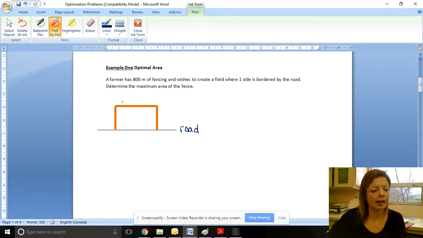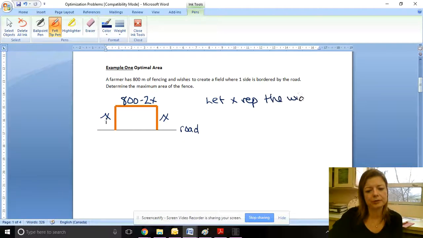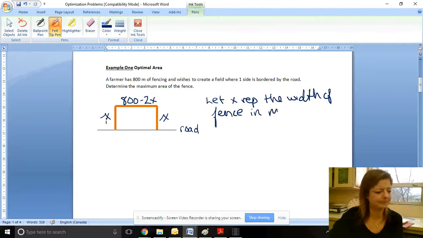So here we have the road, and we have this 3-sided fence, okay? So we have 800 meters of fencing. So let's let X represent the width. So that means this would be X, and this would be X. So this remaining distance would be 800 minus 2X. Okay, so we'll say let X represent the width of the fence in meters.